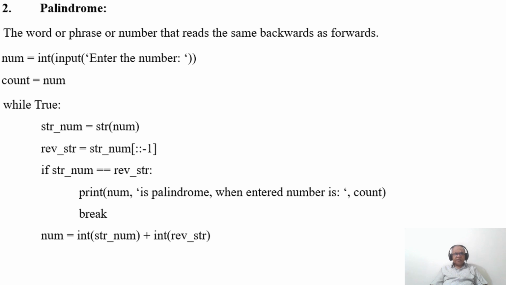Then again it goes back, because the condition is true and you are in a while loop. So str_num will now be 77, and the reverse string is also 77. If str_num is equal to the reverse string, yes, str_num is 77 and the reverse string is also 77. Print num. What is the value of num? Num is 77, so 77 is palindrome when the entered number is count. What is the count?